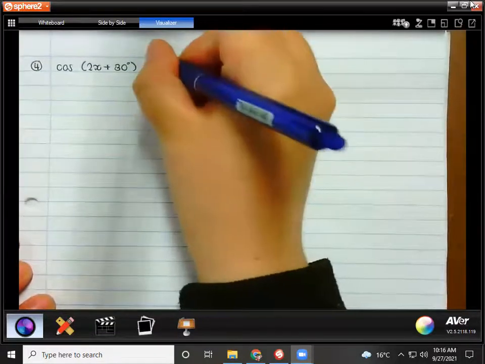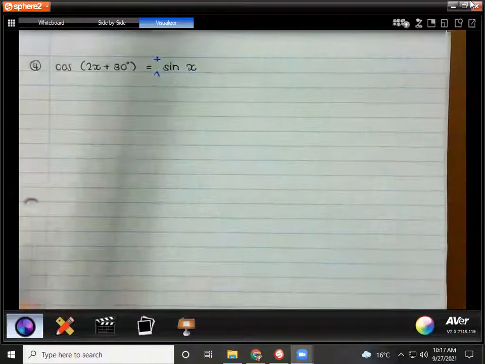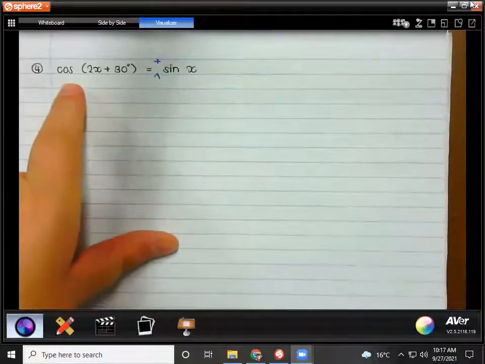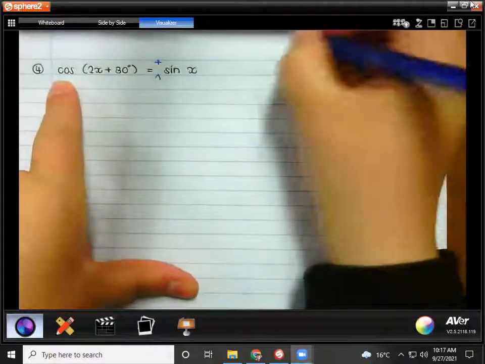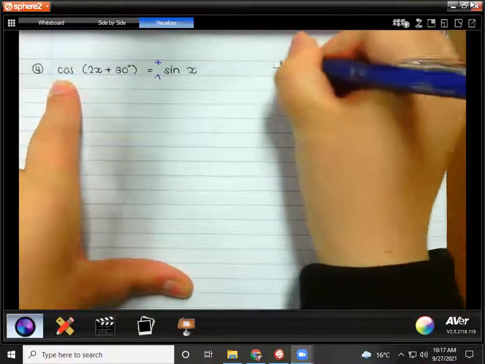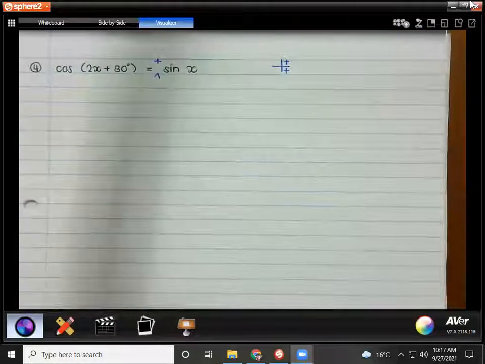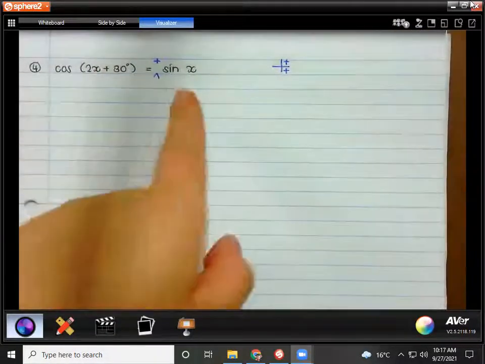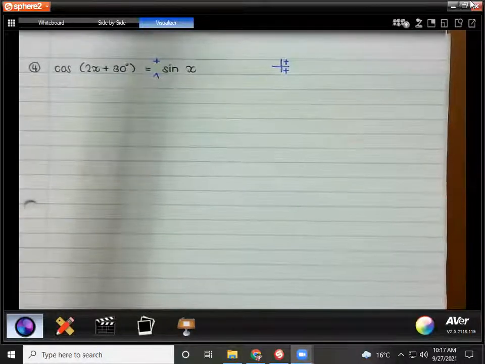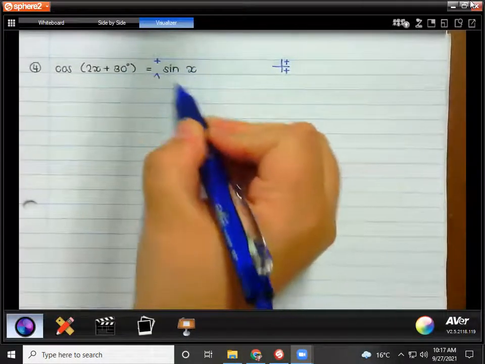This is positive, right? So we're going to work in the quadrants where cos is positive. So again, that is 1 and 4. But can I now say that my reference angle is x? If I have a cos equals sine, I need to change this one to a cos as well.